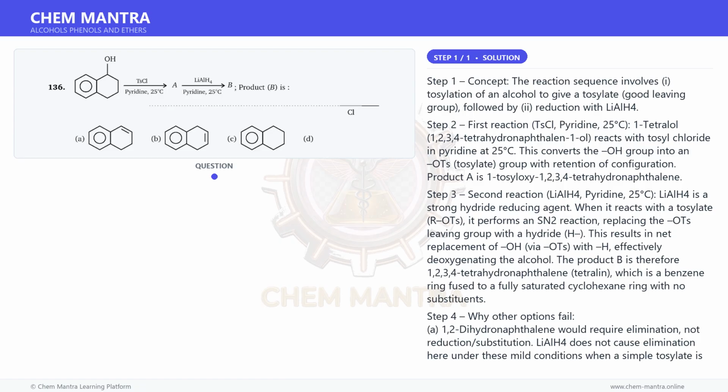The product B is therefore 1,2,3,4-tetrahydronaphthalene, tetralin, which is a benzene ring fused to a fully saturated cyclohexane ring with no substituents.